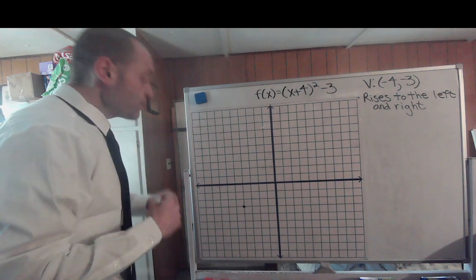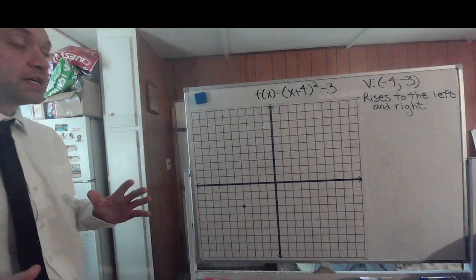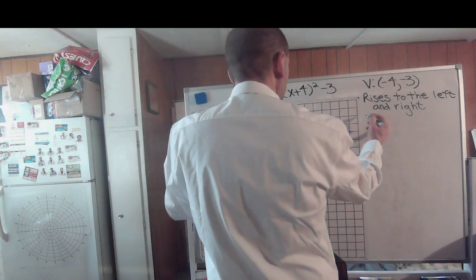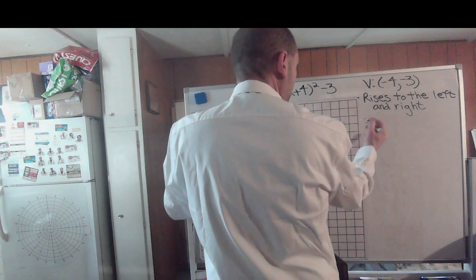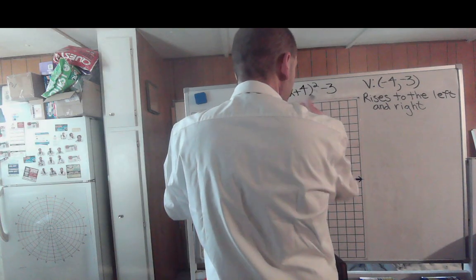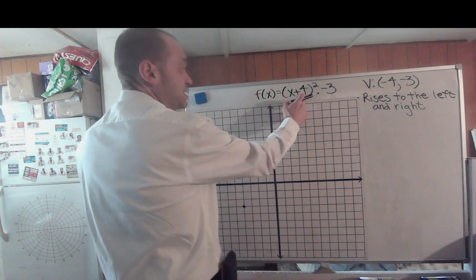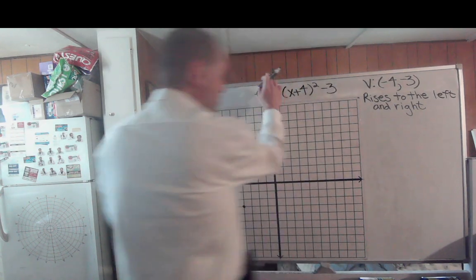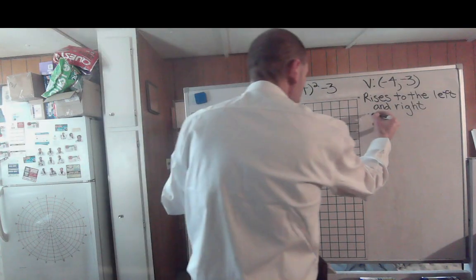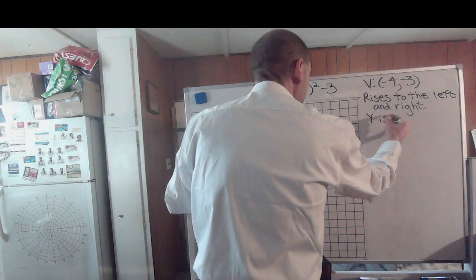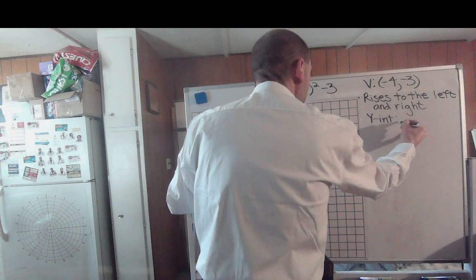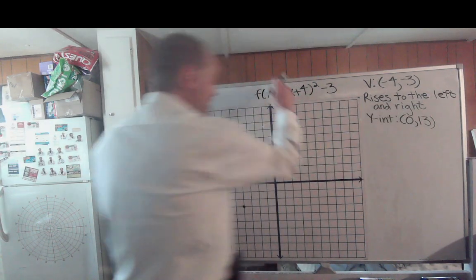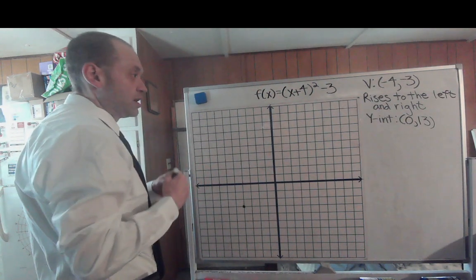Now, a y-intercept is going to be, of course, when x equals 0. So your y-intercept will definitely be x equals 0, which would give you 16 minus 3, which would be 13. You'll be somewhere all the way up here. So the y-intercept is going to be at 0, 13. It'll be off the chart, so we probably don't even have to worry about graphing it.